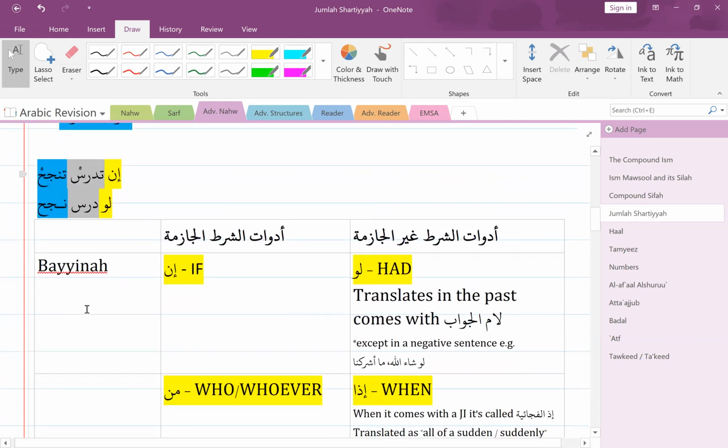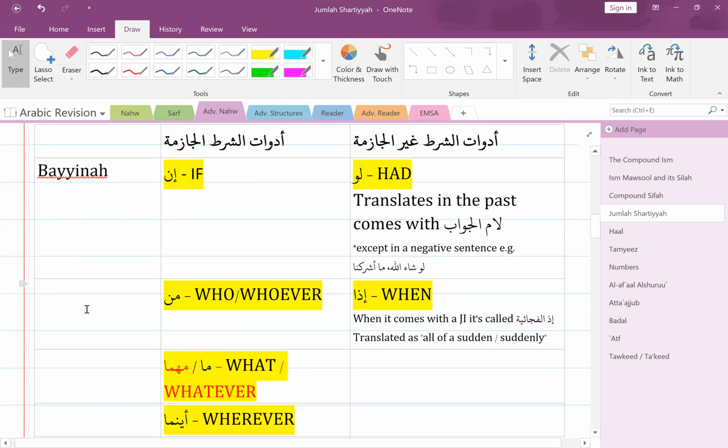Now let's look at this next table over here. When it comes to the adawatu shart, the articles of condition, there are two kinds of these articles. We have adawatu shart al-jazima and we have adawatu shart ghayr al-jazima. So that's category number 1, category number 2. Some of these adawat we learned in Bayinnah program, and some of them we didn't learn in Bayinnah program.